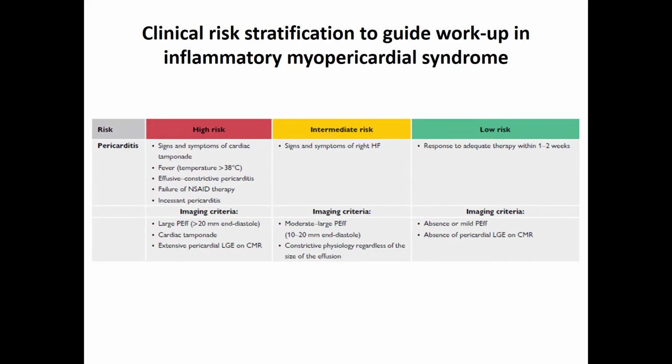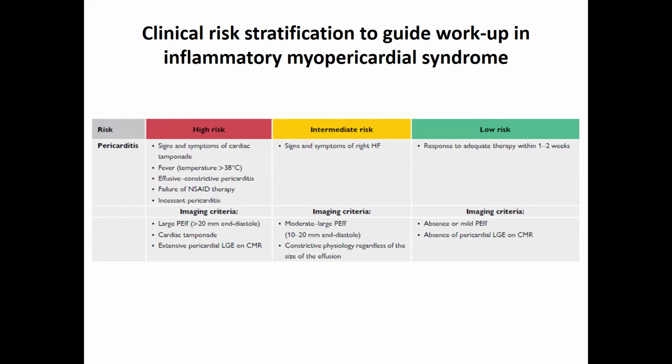What are the high risk criteria? I will only mention the high risk criteria. So if you have signs and symptoms of cardiac tamponade, of course this is high risk. If you have constriction physiology on echo, this is high risk. If the patient is febrile, this is a high risk criterion. And if the patient has incessant pericarditis, meaning the patient had pericarditis, but for example, he was low risk, you discharged him, you gave him ibuprofen, and he came in after 2 weeks still having ongoing symptoms.